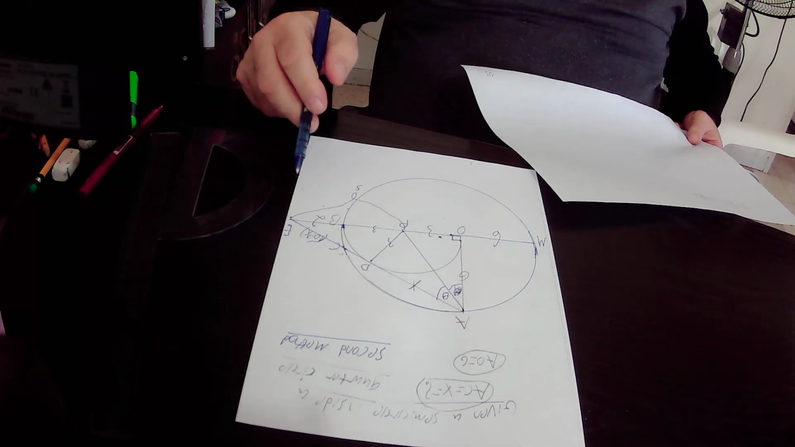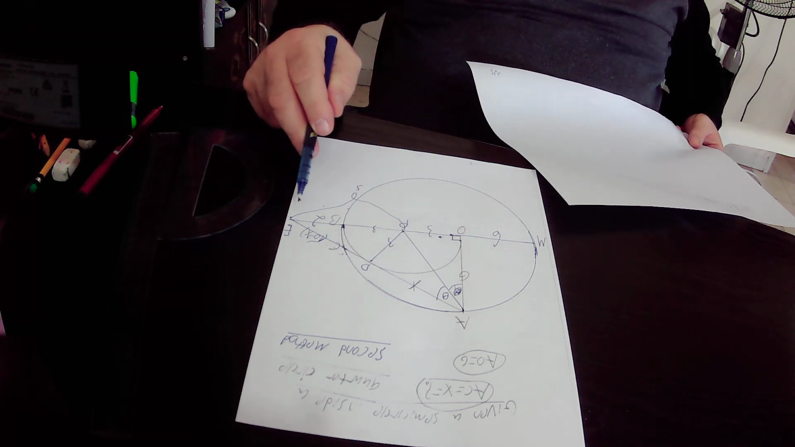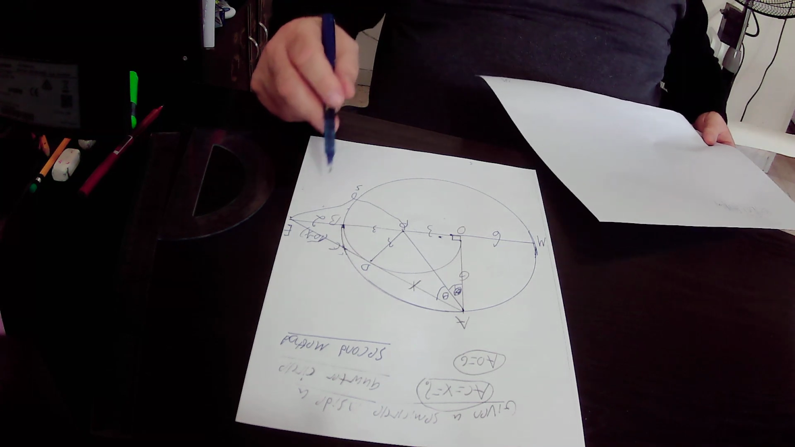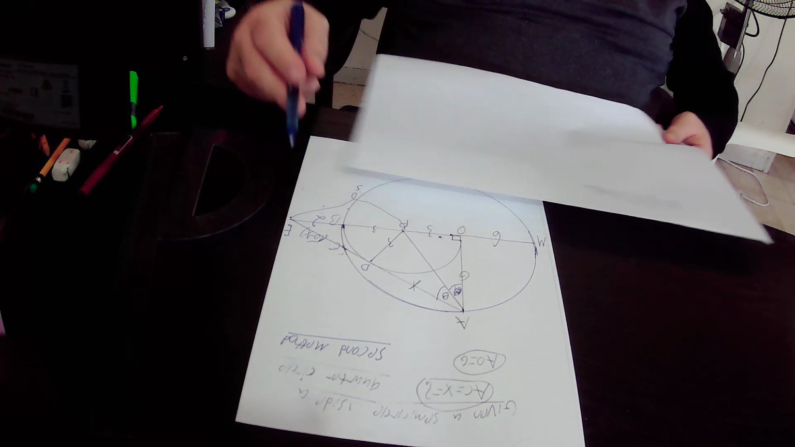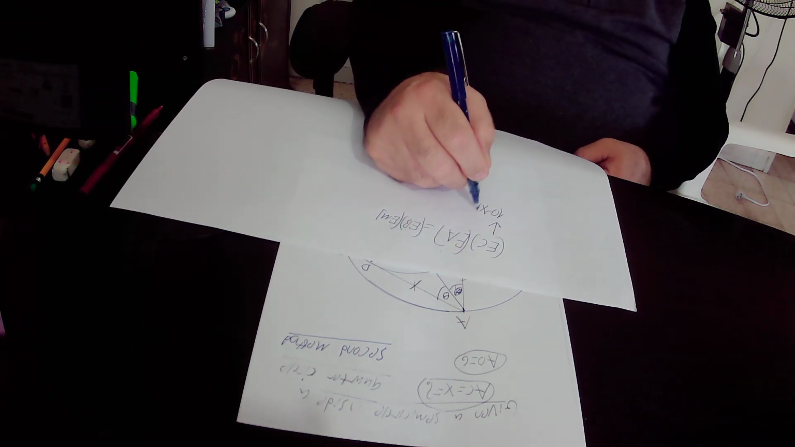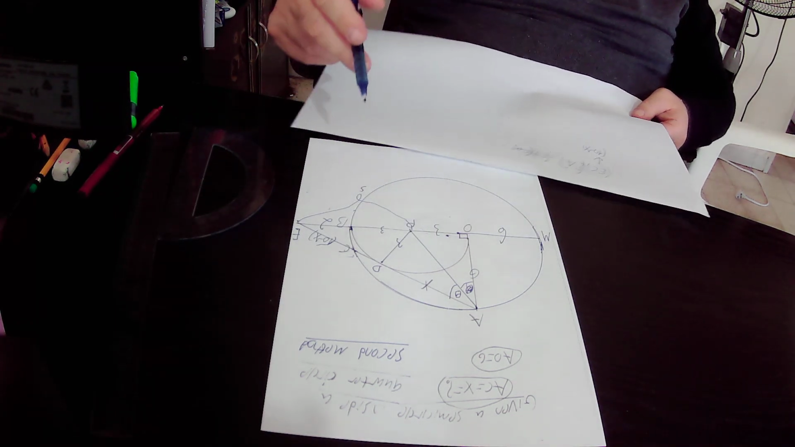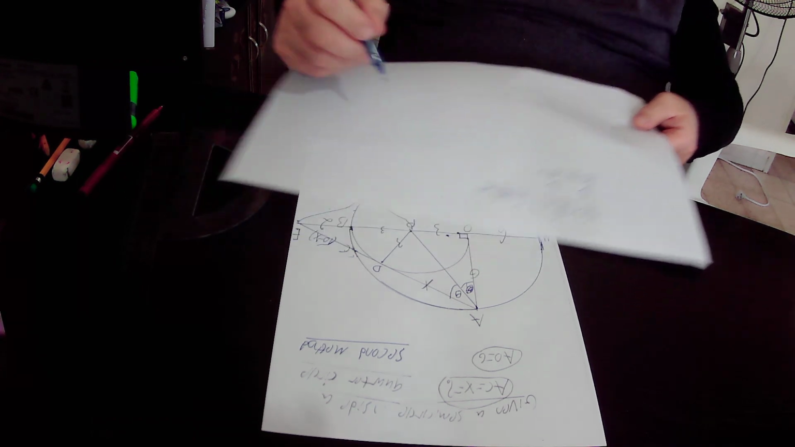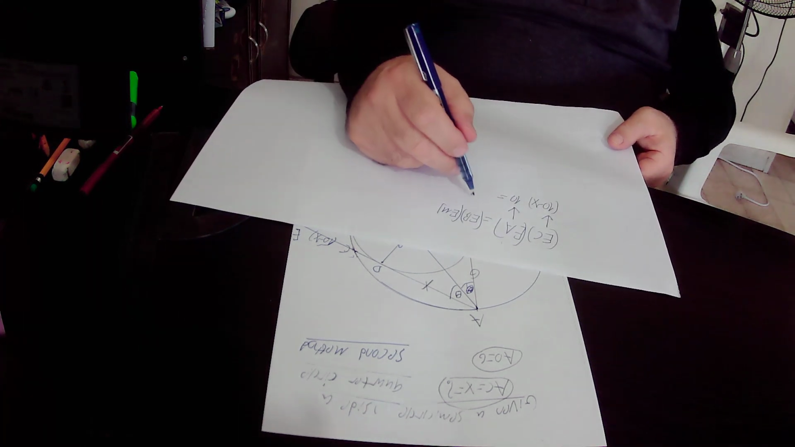I repeat again, EC times EA equals EB times EM. We have already found out that EC equals 10 minus x, so we substitute EC by 10 minus x. We have already found out that EA equals 2A, that is 10 actually, so we substitute EA by 10. And we have already found out that EB equals 2 units, so we substitute EB by 2.